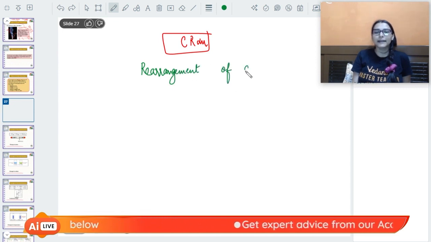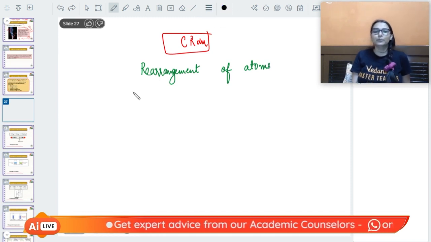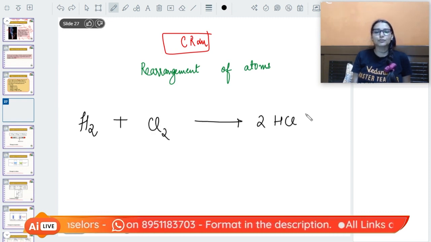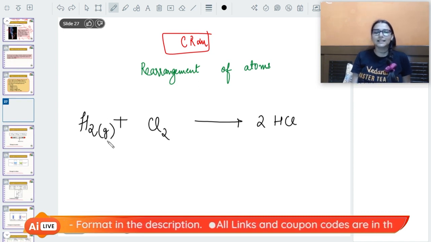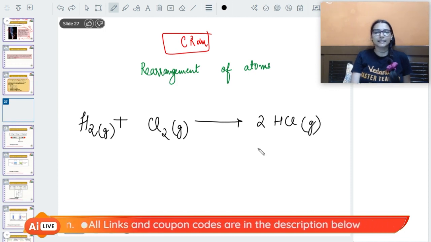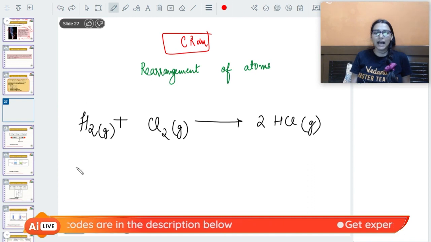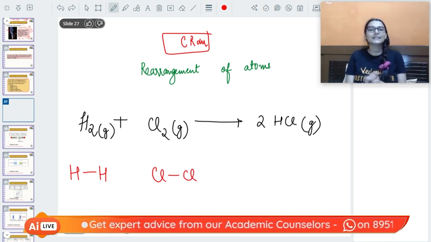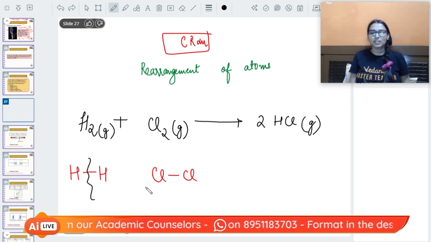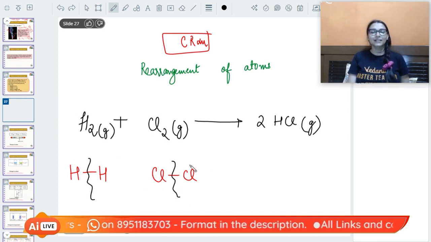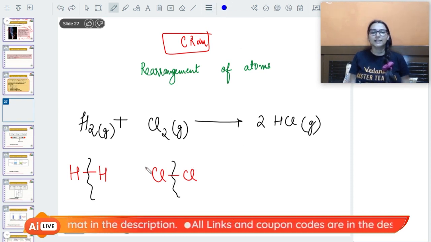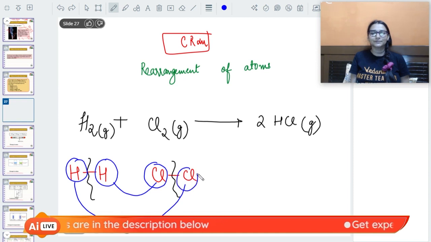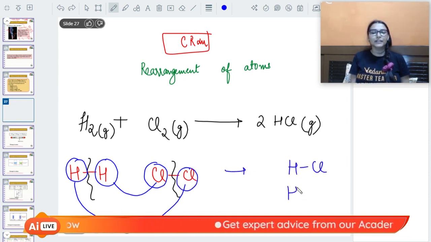rearrangement of the atoms. Okay guys, for example, I am having hydrogen. Hydrogen reacts with chlorine and leads to the formation of hydrogen chloride. Let's say I have taken all these gases. Hydrogen gas combines with chlorine gas to get HCl. So what is happening in this reaction? Hydrogen and hydrogen have a single bond. Chlorine also has a single bond. So when this reaction is taking place, there are some bonds which are broken. Like the hydrogen-hydrogen and chlorine-chlorine bonds are broken and they form new bonds. This hydrogen makes a new bond with chlorine and this hydrogen makes a new bond with this chlorine. So there happens to be a formation of a new bond basically.